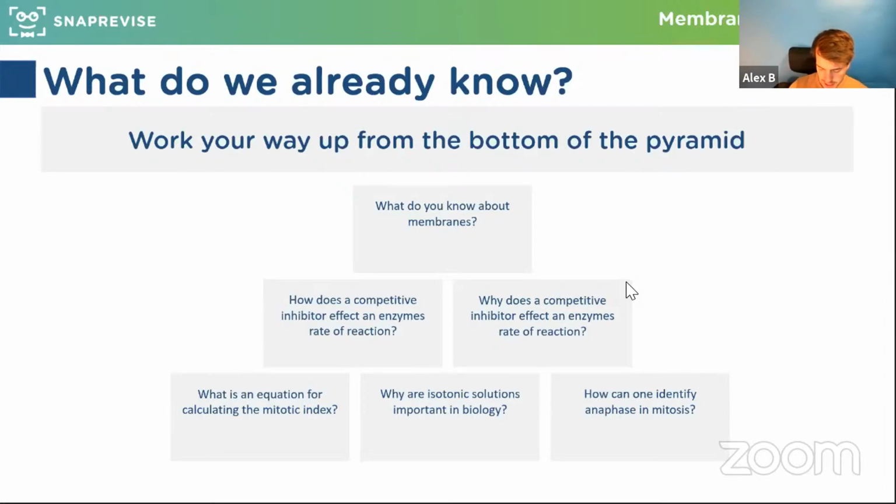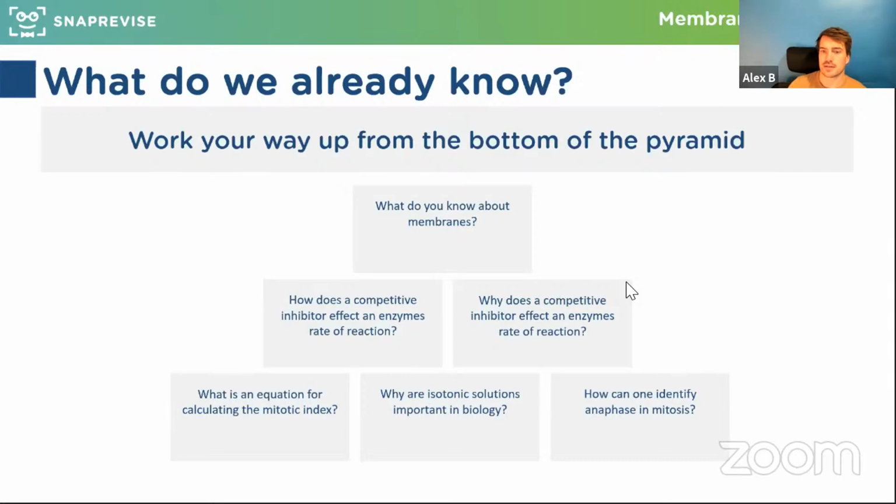So first question, and this is open to all of you guys. The more you interact, the more you get out of it. What is the equation for calculating the mitotic index? What's the equation, and why would we calculate a mitotic index? What's the reason? All that stuff we'll talk about later.